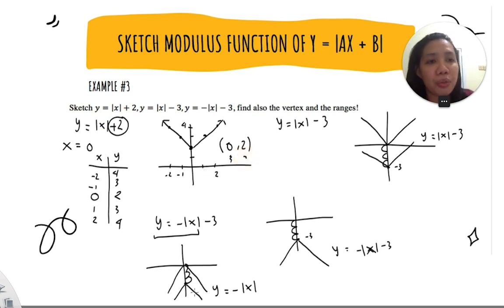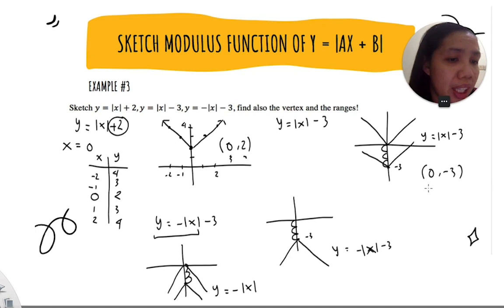Okay, now let's move to the second function here. As you can see, the coordinate of the vertex of this second graph is 0, minus 3. Now I'm gonna teach you how to find this vertex only by seeing this function. As I have said before, the x coordinate of the vertex you can find from the expression inside the absolute. In here you have only x, or x minus 0. So the x coordinate of the vertex is 0.